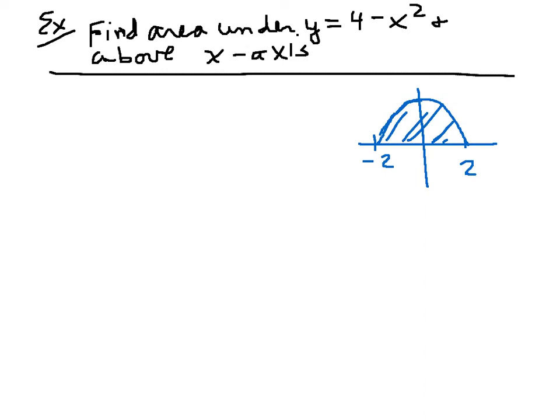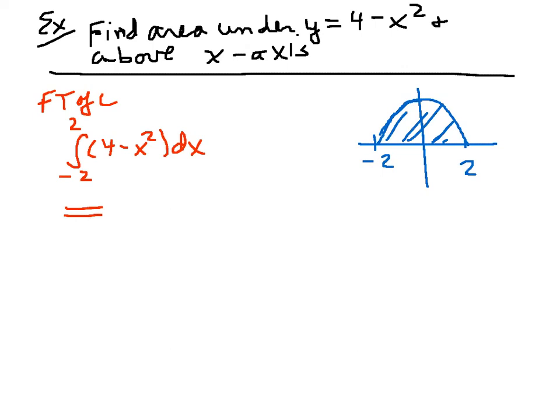And here what we're asked to do is find the area under the curve y equals 4 minus x squared and above the x-axis. So that means this shaded region right here. And again, the fundamental theorem of calculus tells us that this area is equal to the integral from minus 2 to 2 of 4 minus x squared dx.